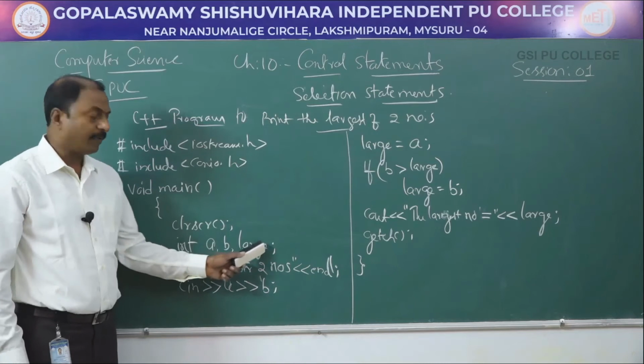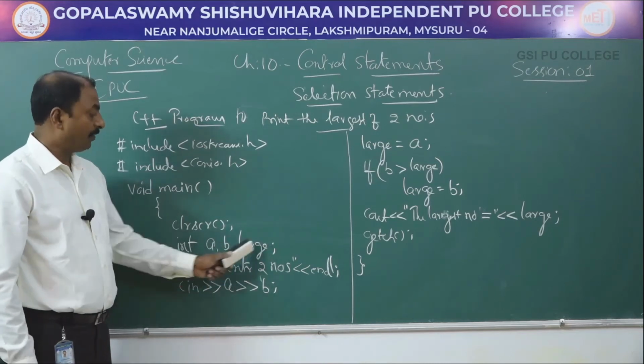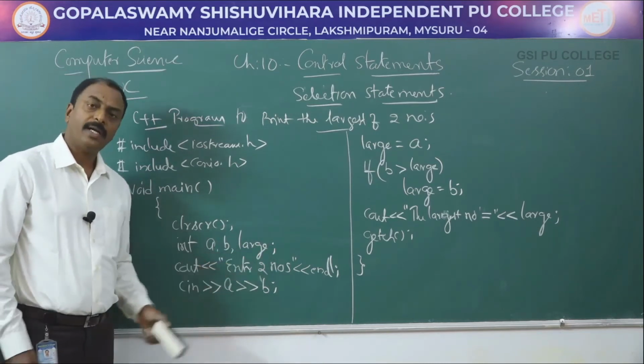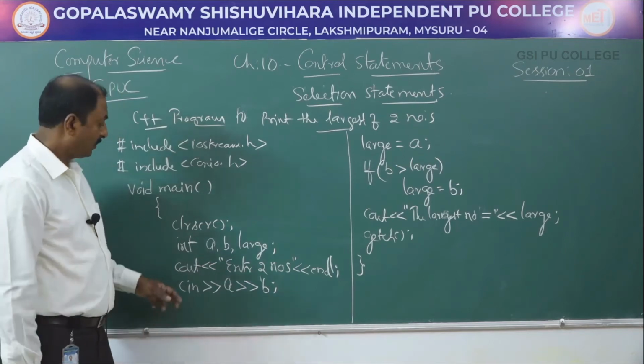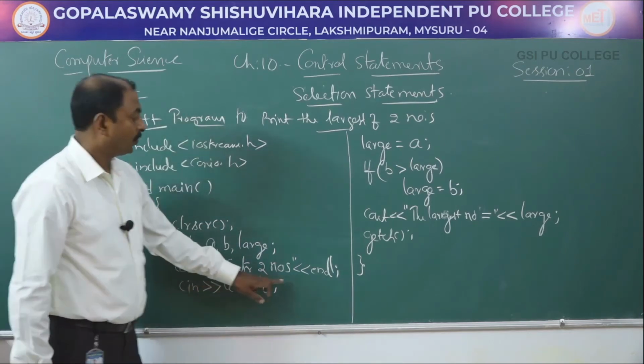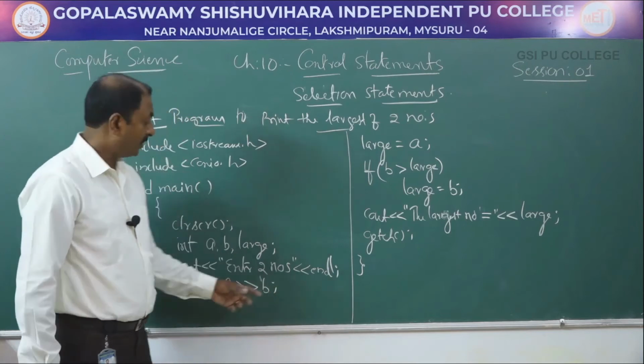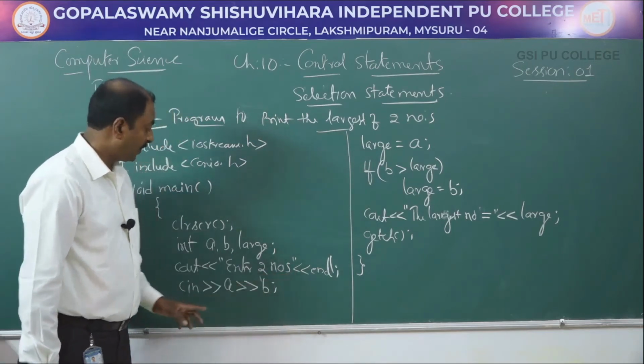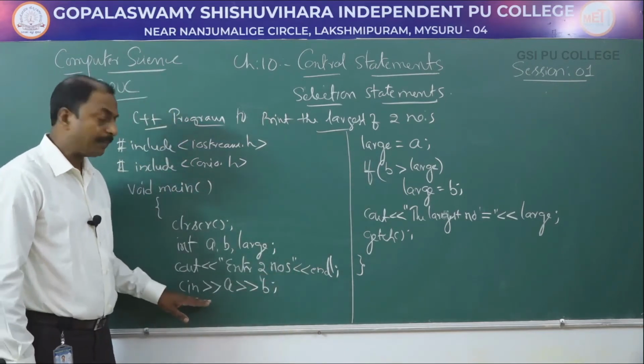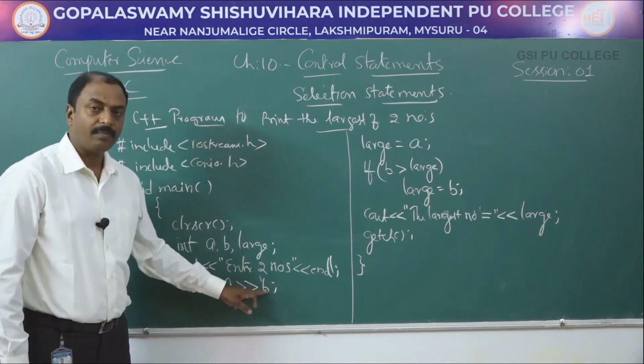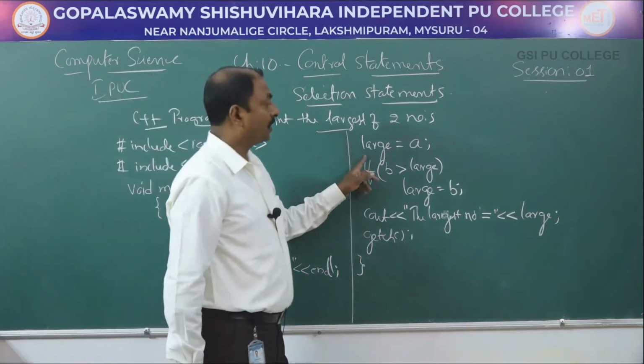Next we have the declaration of variables. Here I am using three variables a, b and large. Next, cout "enter two numbers" is going to display this message, enter two numbers. Then with the help of the cin statement we are accepting two values, a and b. Next, this is the logic here.